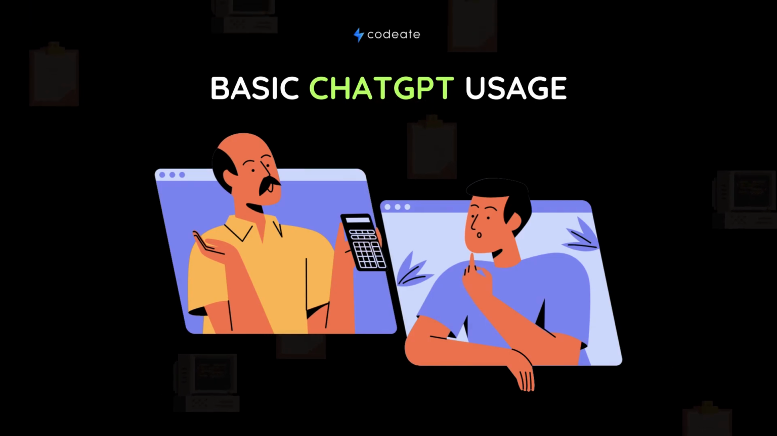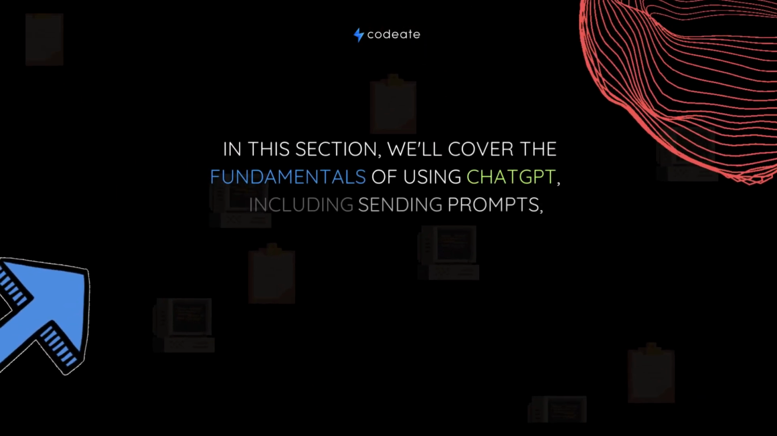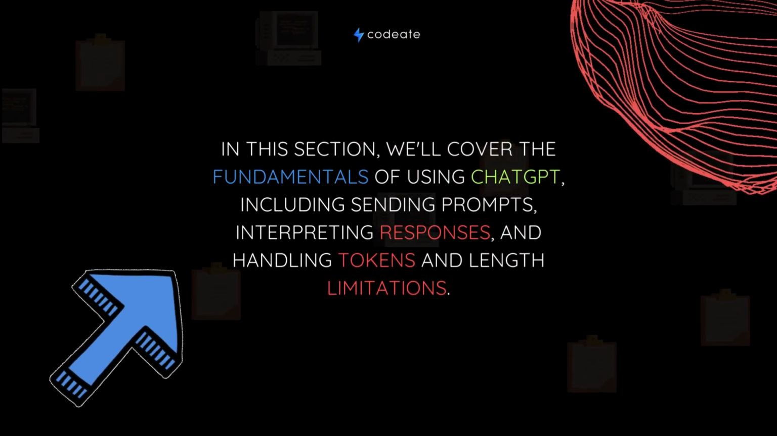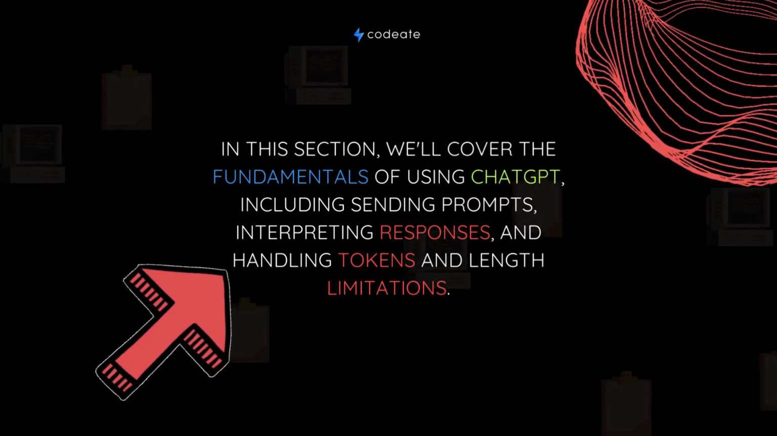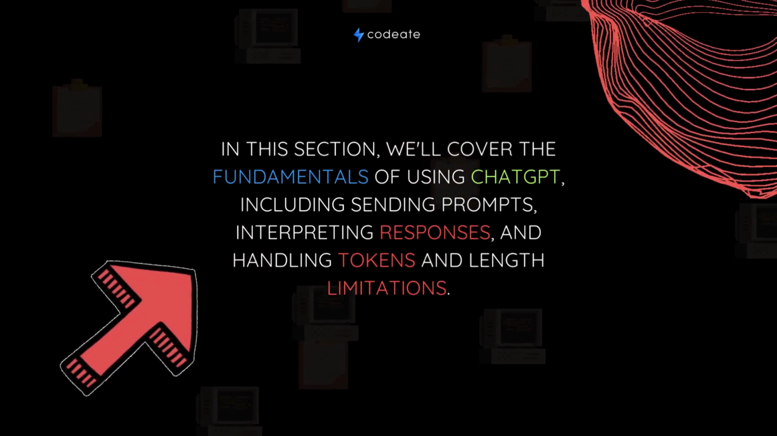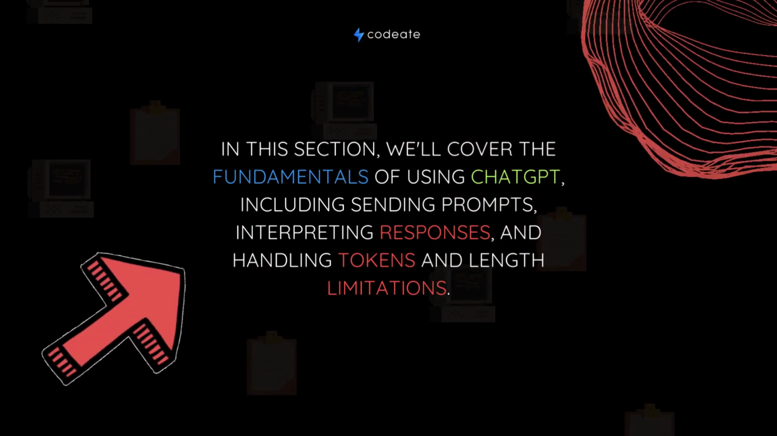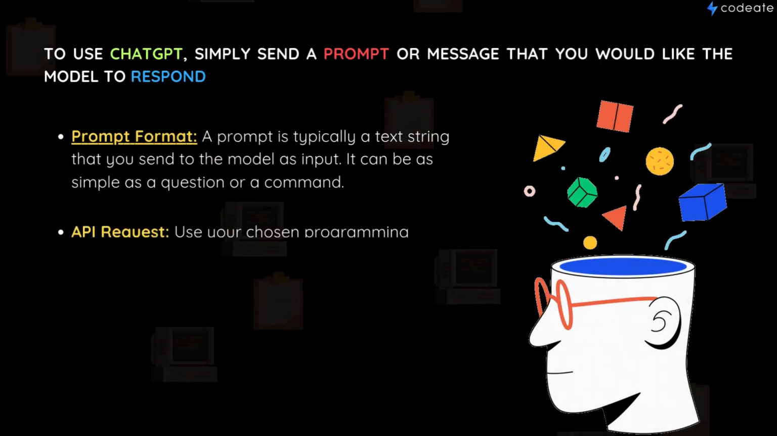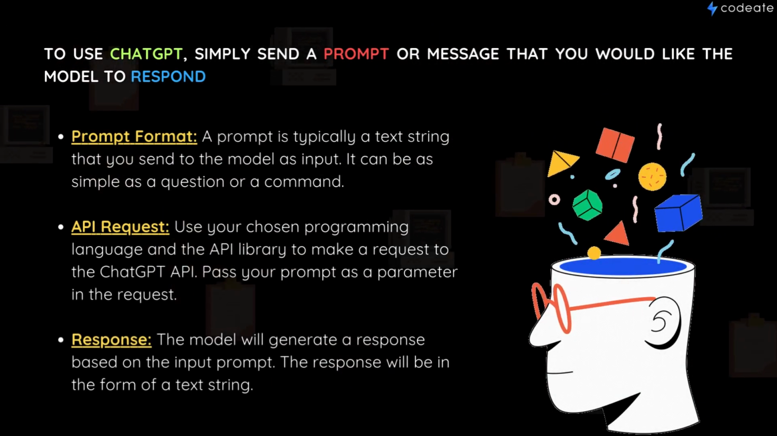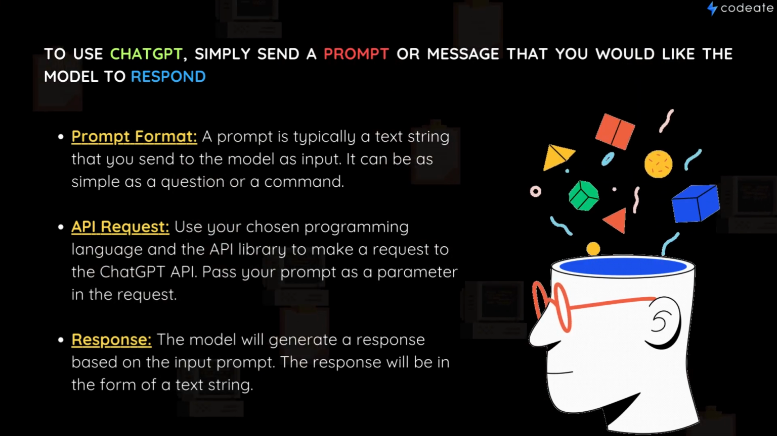Basic ChatGPT usage. In this section, we'll cover the fundamentals of using ChatGPT, including sending prompts, interpreting responses, and handling tokens and length limitations. Sending your first prompt. To use ChatGPT, simply send a prompt or message that you would like the model to respond to.